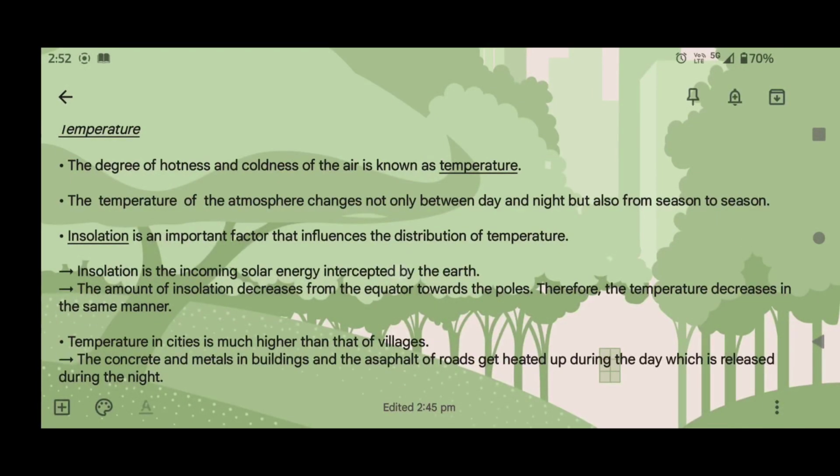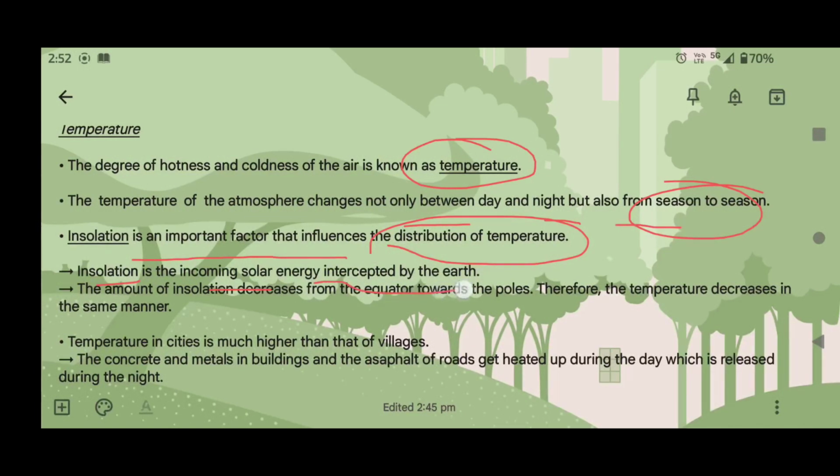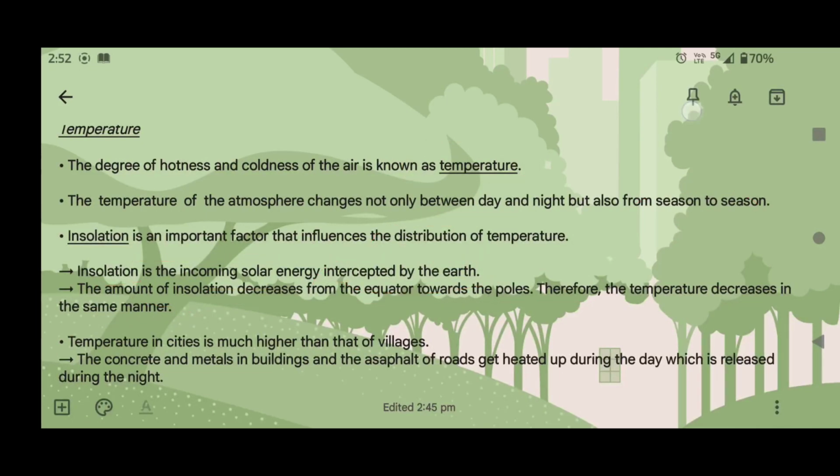Temperature. The degree of hotness and coldness of the air is known as temperature. The temperature of the atmosphere changes not only between day and night but also from season to season. Insolation is an important factor that influences the distribution of temperature. Insolation is the incoming solar energy intercepted by the earth. The amount of insolation decreases from equator towards the poles. Therefore, the temperature decreases in the same manner.